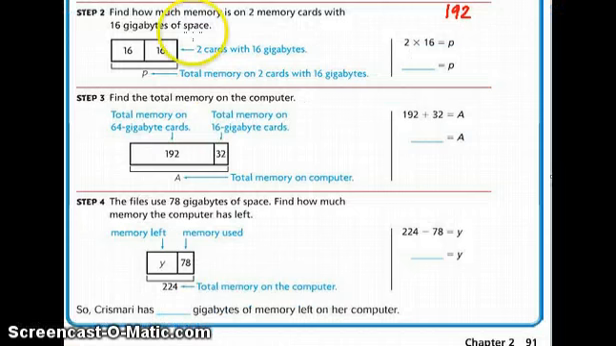Okay, so the second step is to find out how much memory is on 2 memory cards with 16 gigabytes each. So it's going to be 2 cards with 16 gigabytes. P equals the total memory on 2 cards with 16 gigabytes. There's no reason for P, it's just random. That's fine. So 2 times 16, I happen to know is 32, but let me show you again.